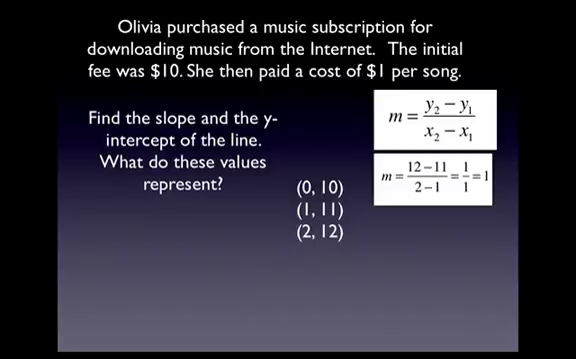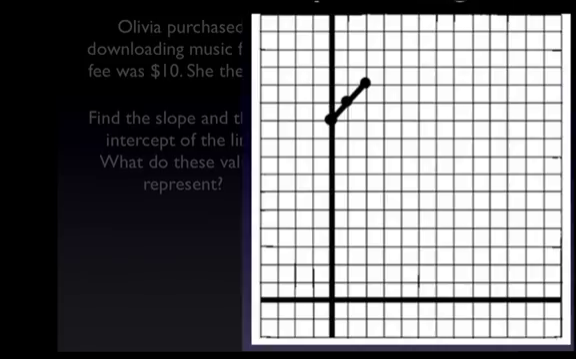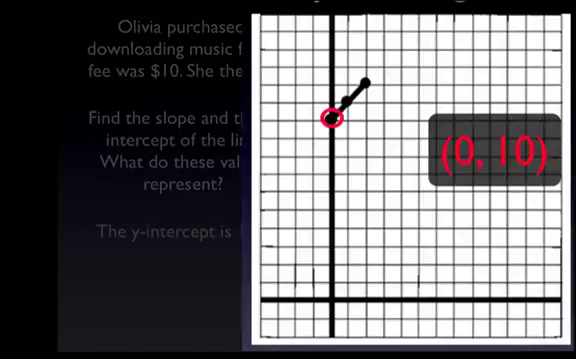And that kind of makes sense, because for every time we purchased a song, we went over 1 and up 1 when we did that graph. So our slope, or m, is equal to 1. Now, let's take a look at our y-intercept. Remember, the y-intercept is where the line that we create crosses the y-axis, or when x is 0, what is y? So, when x was 0, our y was 10, so therefore the y-intercept is 10.